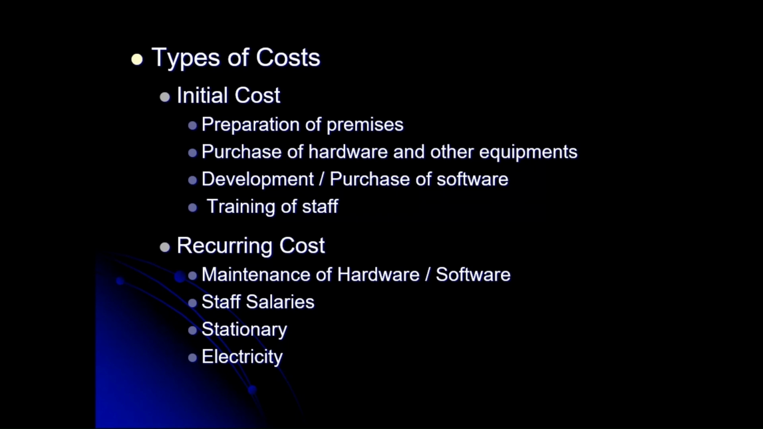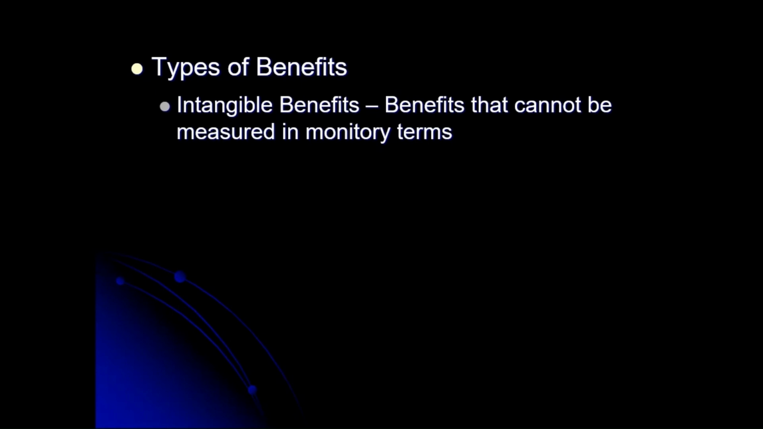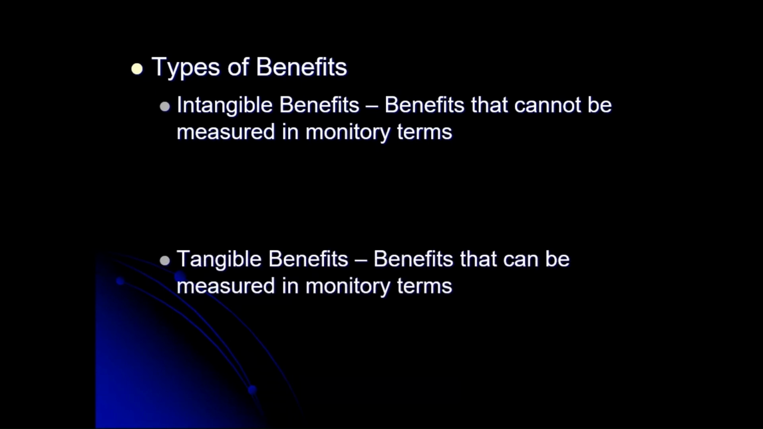So when you do your feasibility study, you have to do a cost benefit analysis. When you are doing your cost benefit analysis, you need to consider these two types of costs: initial cost and the recurring cost. Now let's move to benefits. There are again two types of benefits: intangible benefits and tangible benefits. Intangible benefits are the benefits that cannot be measured in monetary terms.